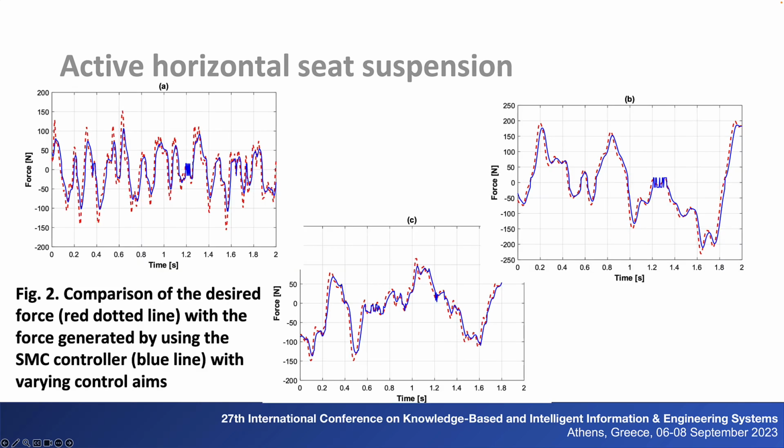Slideshow comparison of the desired force, red dotted line, with the force generated by using the SMC controller, blue line, with varying control aims: relative displacement of the system, A, absolute displacement of the system, B, and the weighting factor, W equals 0.7, imposed on the previous two cases, C. As shown in Figure 2, the desired active force is precisely reproduced by the SMC controller. In all cases the chattering phenomenon occurred, which is a characteristic feature of the proposed control system.